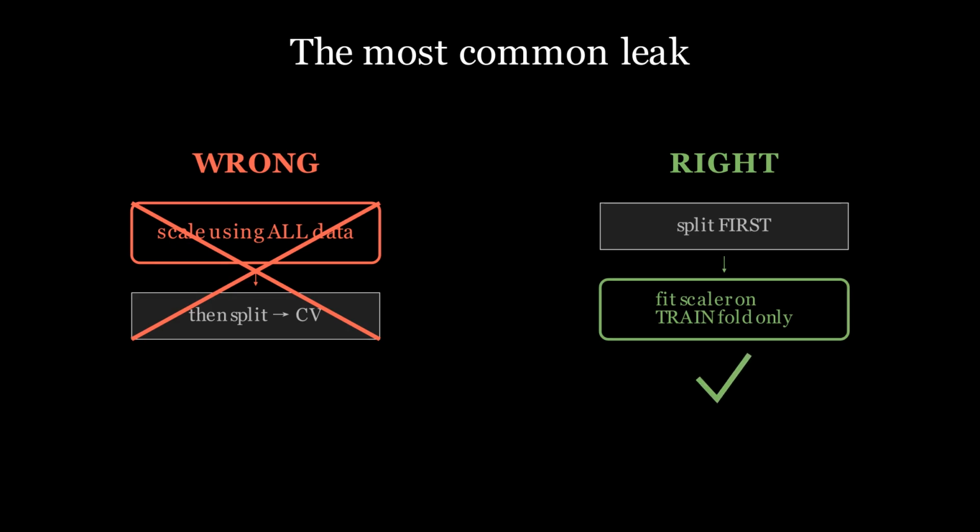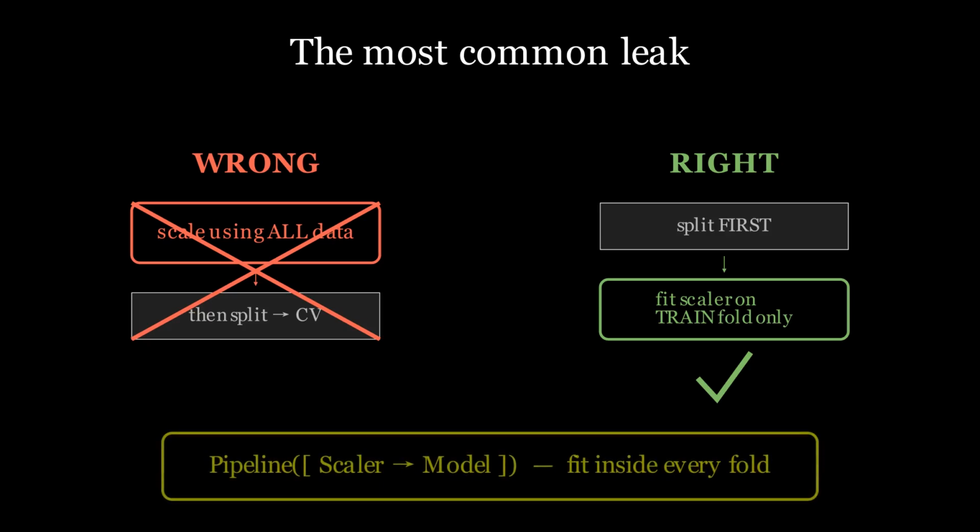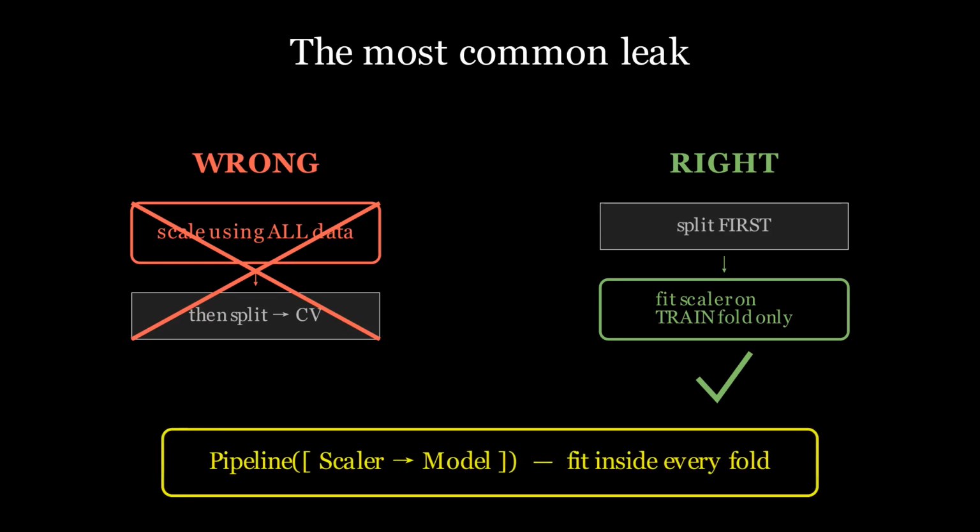The fix is a rule. Every step that learns from data, scaling, imputing missing values, selecting features, must be fit on the training fold only, then merely applied to the validation fold. In practice, you wrap the preprocessing and the model together in a pipeline and cross-validate the whole pipeline so the fitting happens inside each fold automatically.